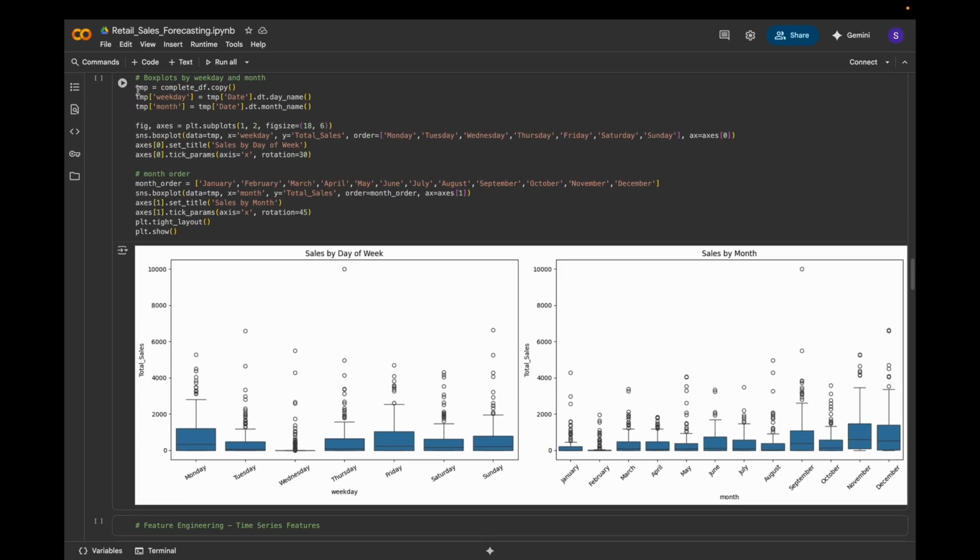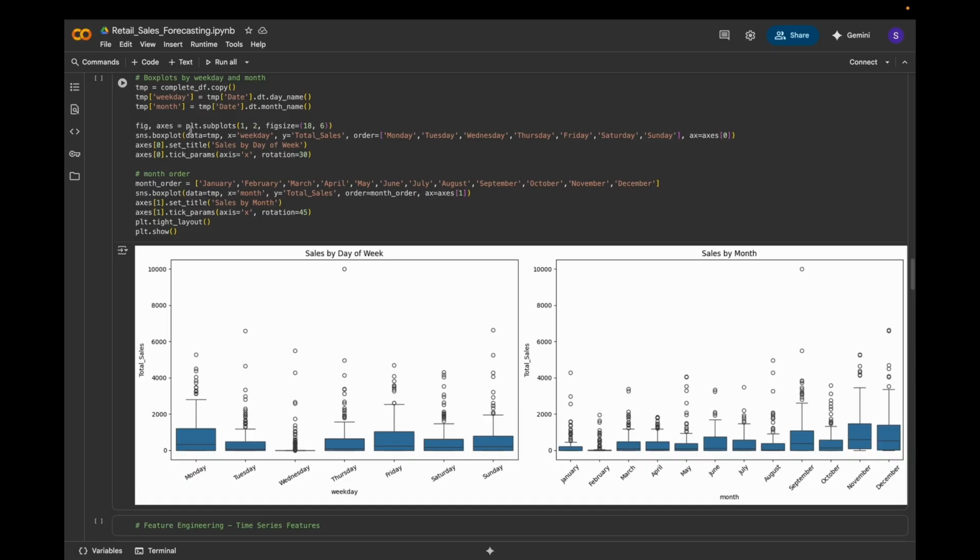tmp is equal to complete_df.copy, all the way to tmp month is equal to tmp date dt month name. Basically this makes a copy of the complete_df data over here, and then adds the columns of weekdays and months for each of the dates, and this allows for grouping and visualization of sales by the weekday and the month.